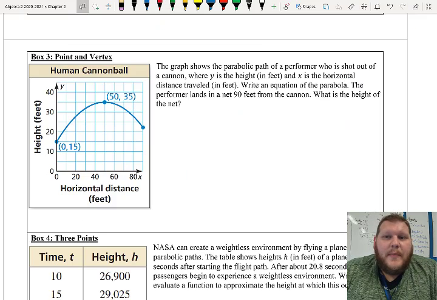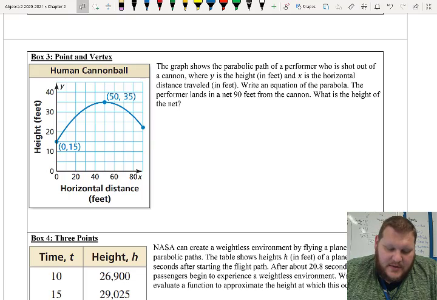All right, for box 3. Box 3, now we're going to point and vertex. So in this case, we're given a human cannonball. The graph shows the parabolic path of a performer who is shot out of a cannon, where y is the height in feet and x is the horizontal distance traveled in feet. Write an equation of the parabola for the performer.